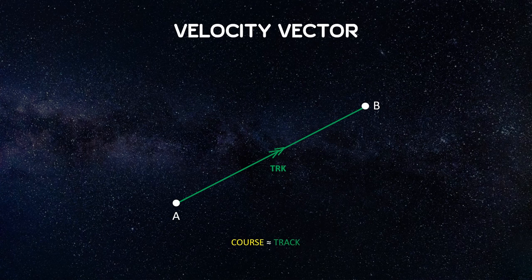However, the length of this line is not the ground distance between A and B, but it is the ground speed. Next, we need to mark the wind vector, which consists of wind direction and speed. The resultant of these two vectors is the heading. The length of this line represents true airspeed.